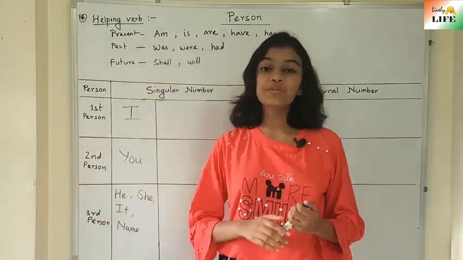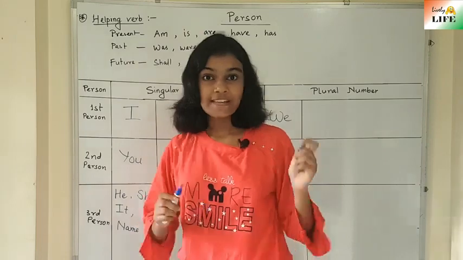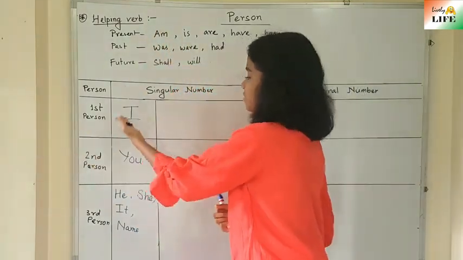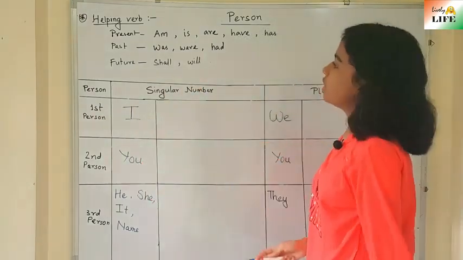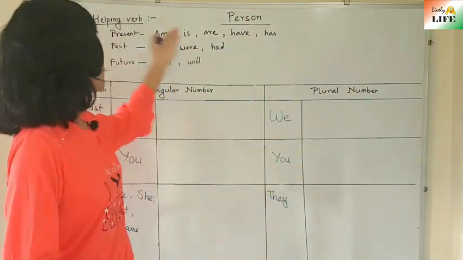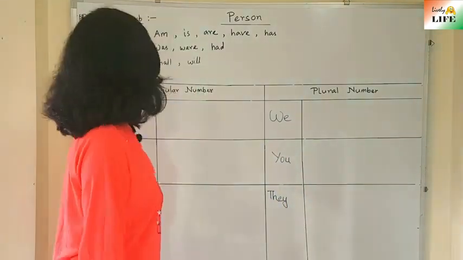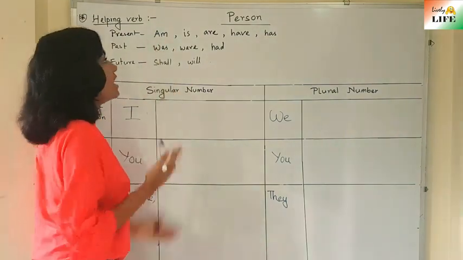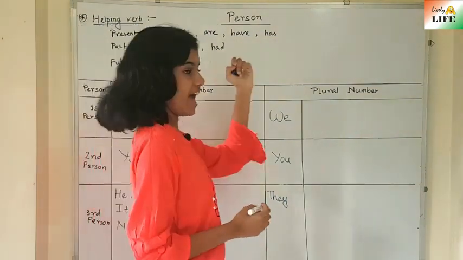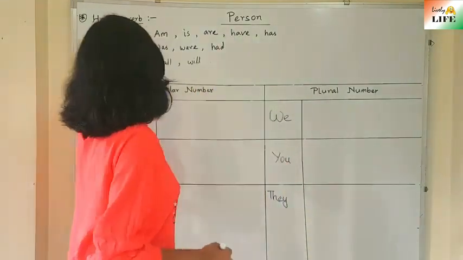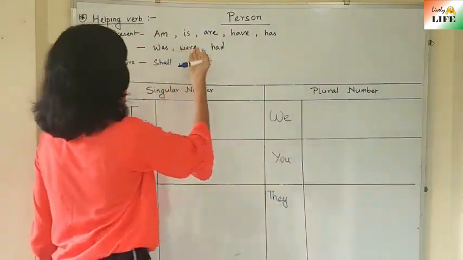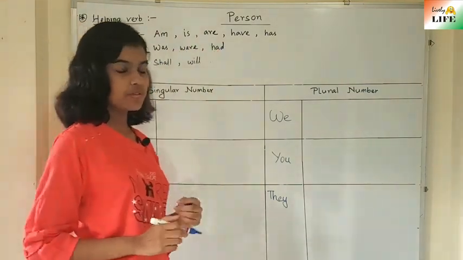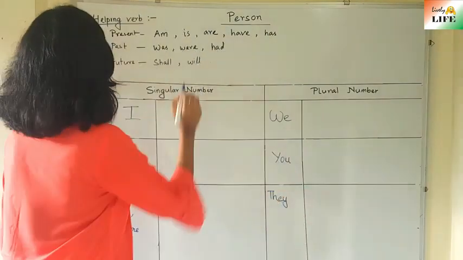Now, we are going to move to the most important part of the video, that is the helping verbs. Which helping verbs do we use after which person? So I have listed some of the helping verbs here, some important helping verbs. So in present tense, there is am, is, are, have and has. In past tense, was, were and had. In future tense, shall and will. So the first one is am.